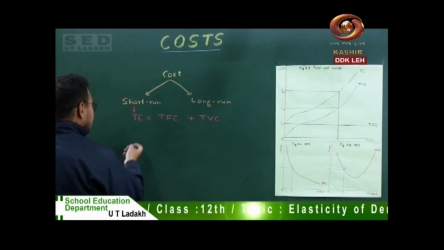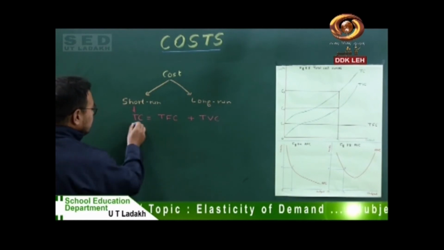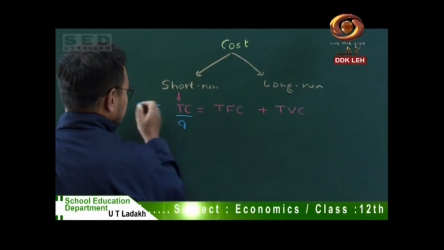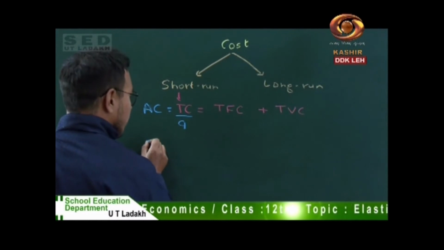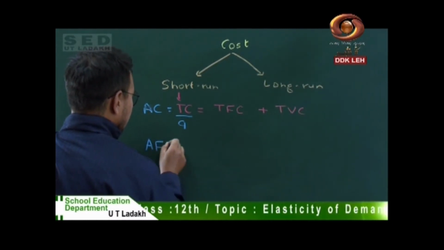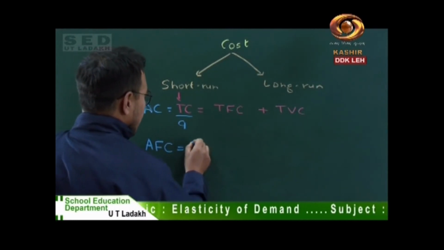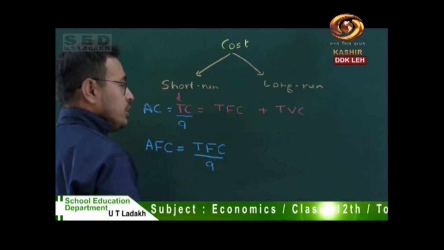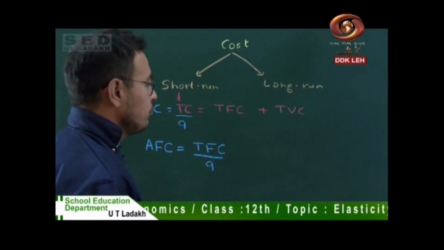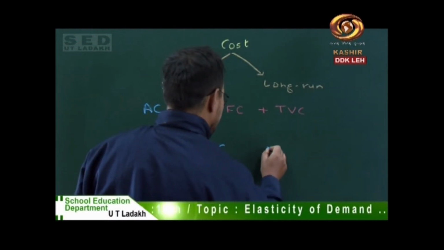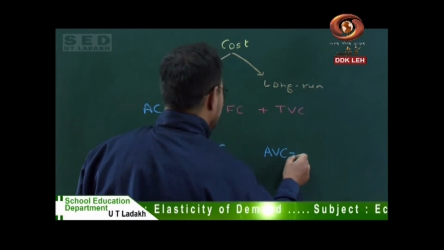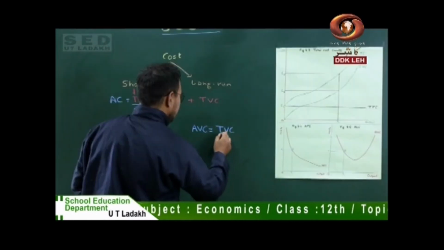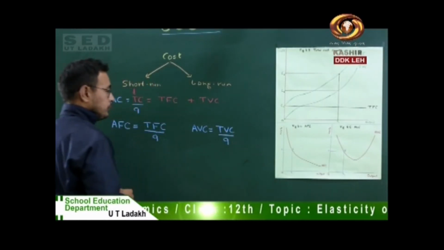Now the second component is your average cost. What is average cost? Average cost is simply total cost divided by the number of products, Q. For example, one is average fixed cost. What will be average fixed cost? It will be simply total fixed cost divided by Q, where Q stands for the number of outputs that you produce. And similarly, you have AVC. AVC stands for average variable cost, which is nothing but your total variable cost divided by the quantity produced.